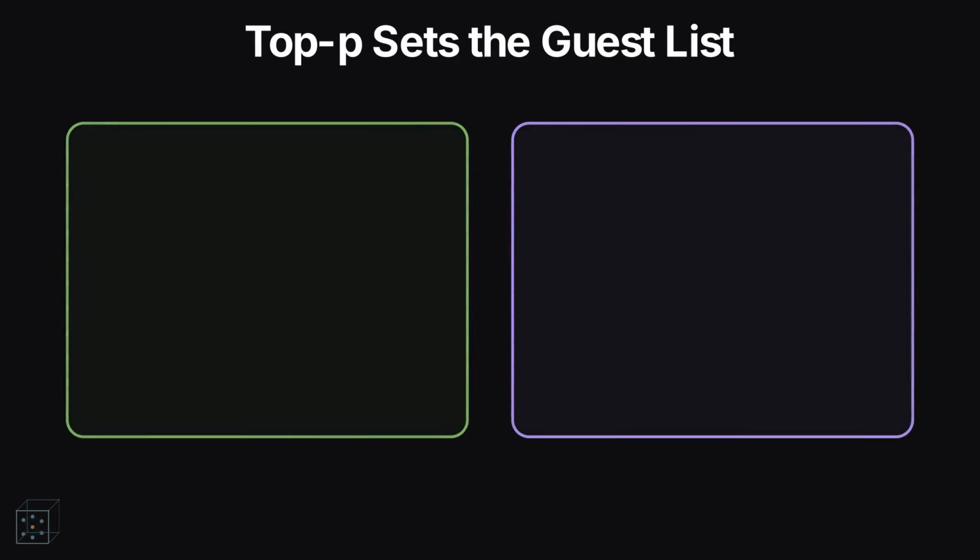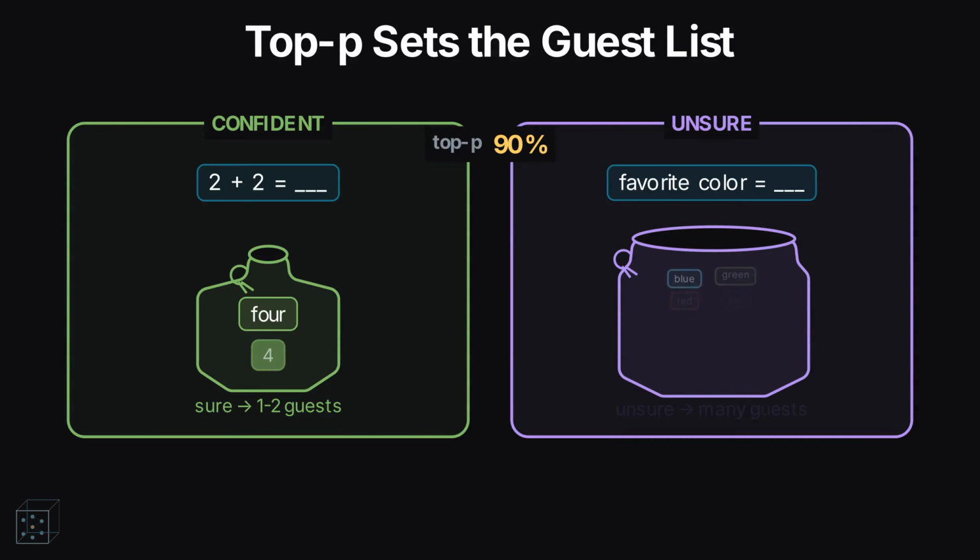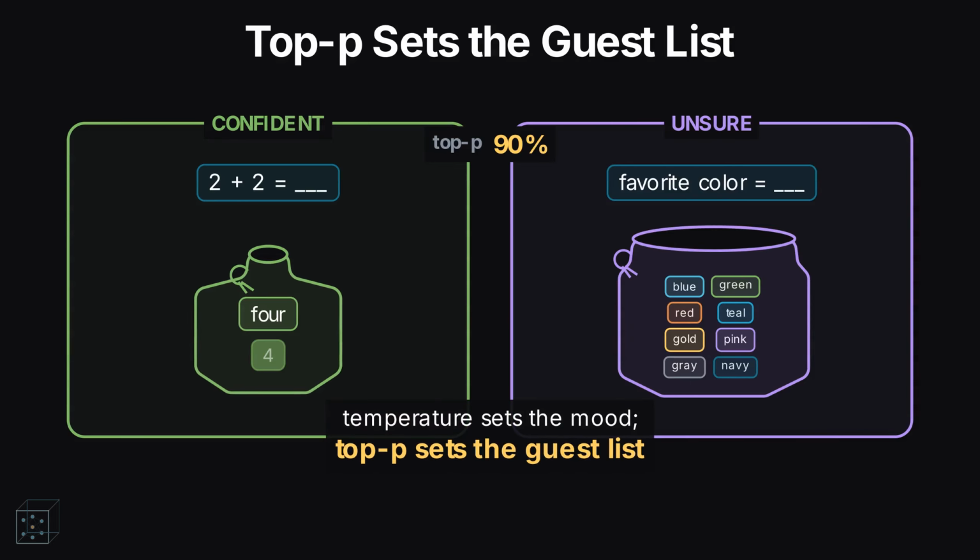And that's the beauty of it. Top P adapts. When the model is sure, the bag fills with 1 or 2 words and it stays on topic. When it's genuinely unsure, the bag opens wider and lets more options in. Temperature sets the mood, Top P sets the guest list.